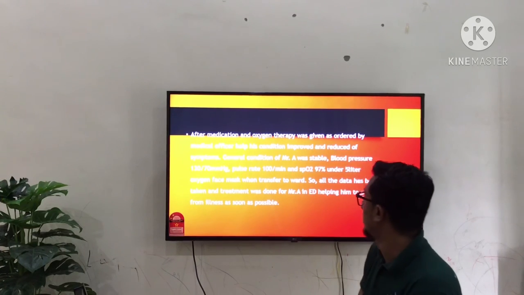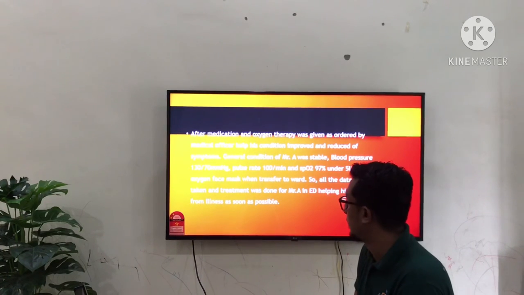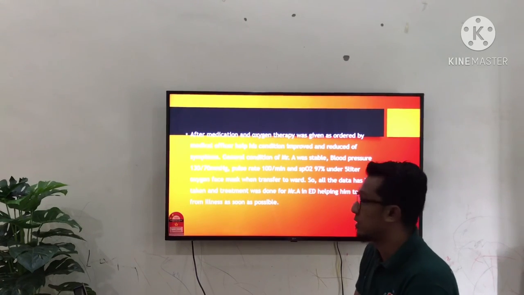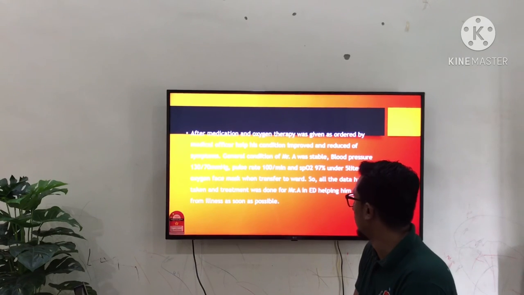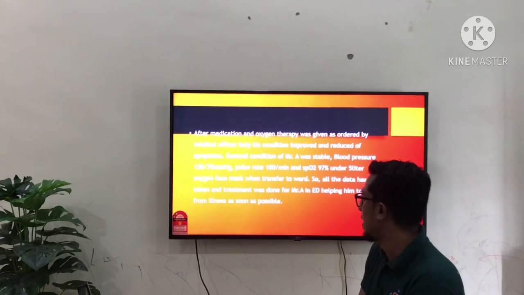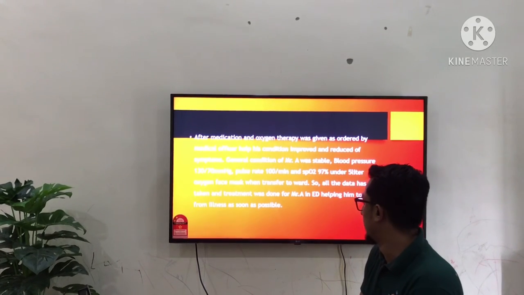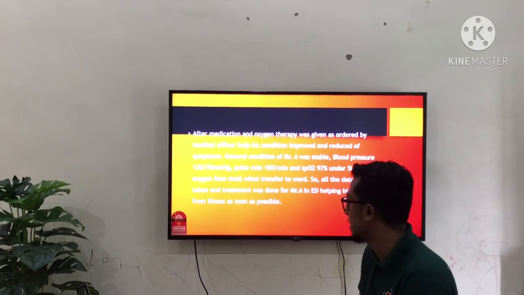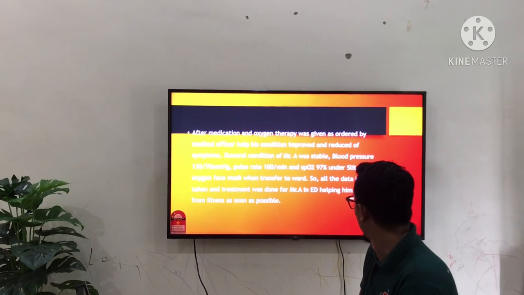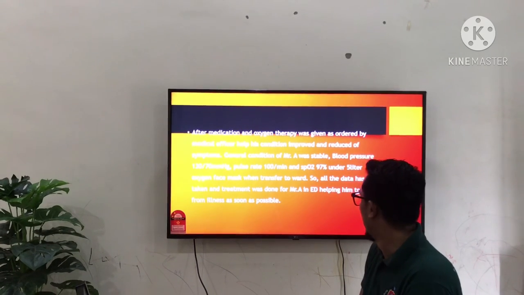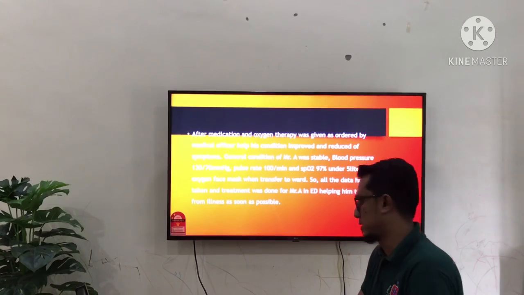After medication and oxygen therapy was given as ordered by medical officer, his condition improved and symptoms reduced. General condition of Mr. A was stable. Blood pressure is 130/70, pulse rate 100 per minute, and SpO2 increased to 97% under 5 liter oxygen face mask when transferred to ward. So all the data has been taken and treatment was done for Mr. A in ED, helping him to recover from illness as soon as possible.